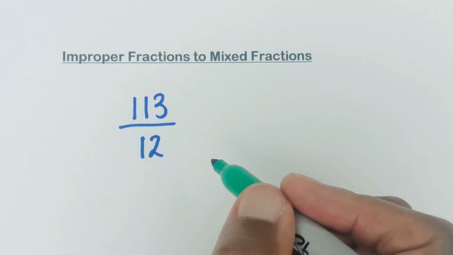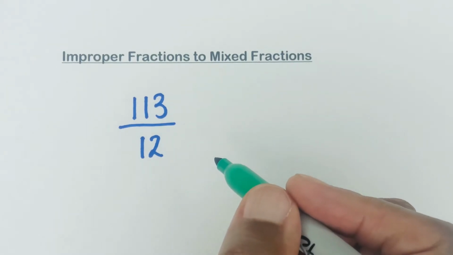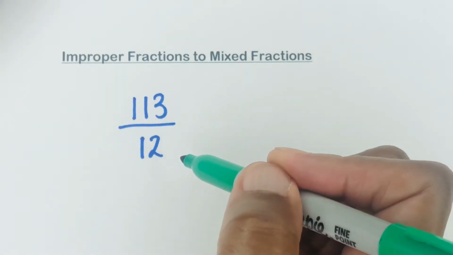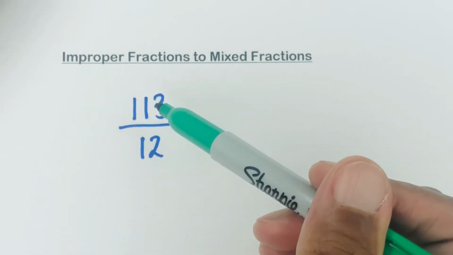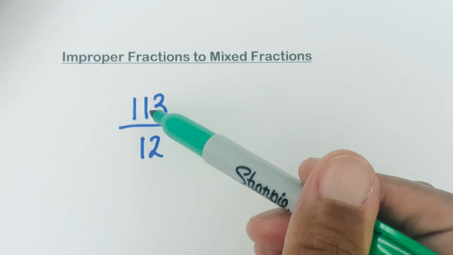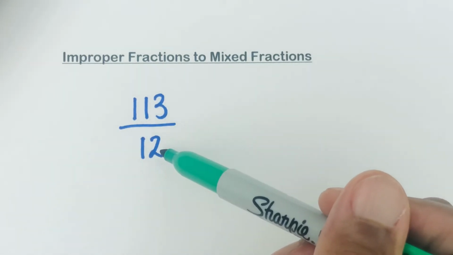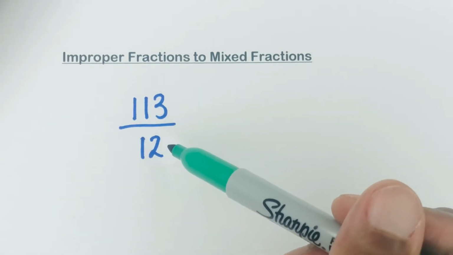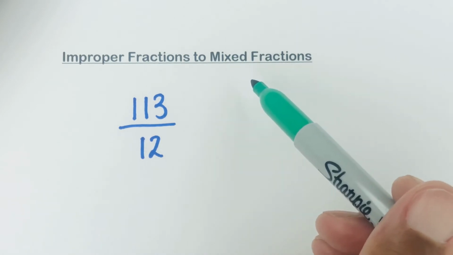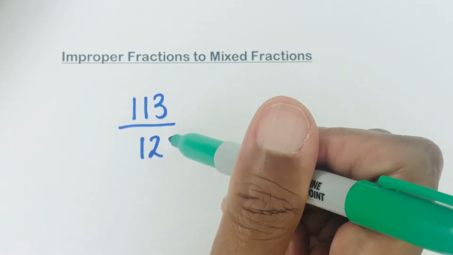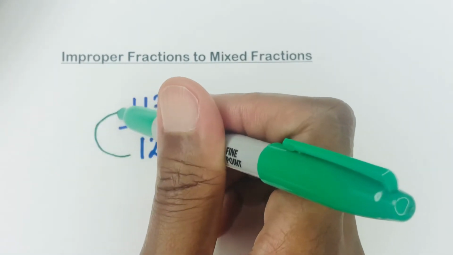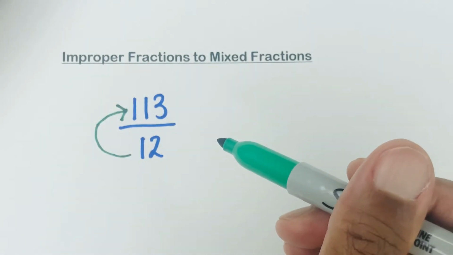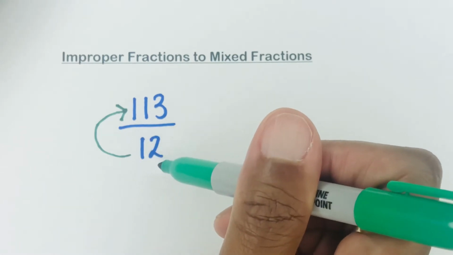Let's get into it. So when we're talking about converting improper fractions to mixed fractions, remember the term improper means that the numerator is more than the denominator. So this is not a proper fraction. So we need to make it into a mixed fraction, because what you want to find out is how many times does the 12 go into the 113. So you would need to know your 12 times tables.